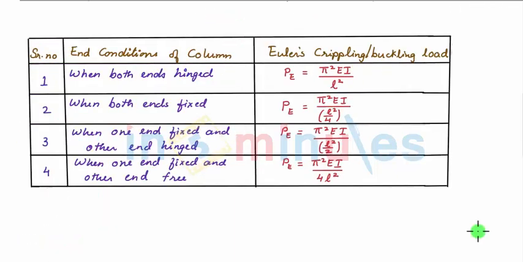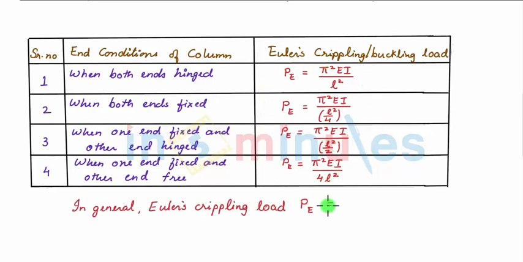So in this table we summarize the Euler's crippling load or buckling load for different end conditions of the column, and these are the expressions for the Euler's crippling load. We see that in all the expressions the numerator is common, which is pi square EI, whereas in the denominator we have different terms containing length L and some constants. So we generalize this Euler's crippling load formula by means of the expression PE equal to pi square EI upon L equivalent square, where this L equivalent term takes care of different kinds of end conditions.